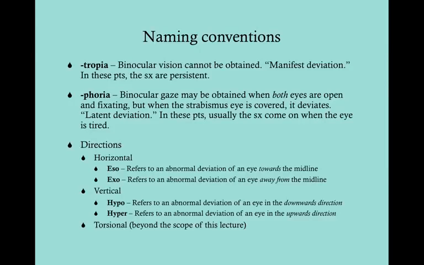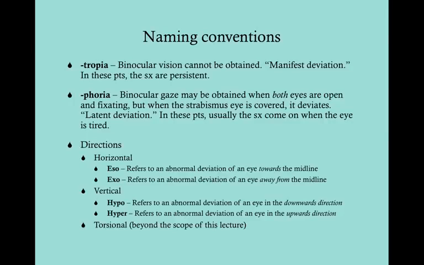In these patients, usually their symptoms come on when the eye is tired. We're also concerned about direction. Horizontal and vertical are going to be what we talk about here. There's also torsional direction, which is rotating of the eye. That's beyond the scope of this lecture.